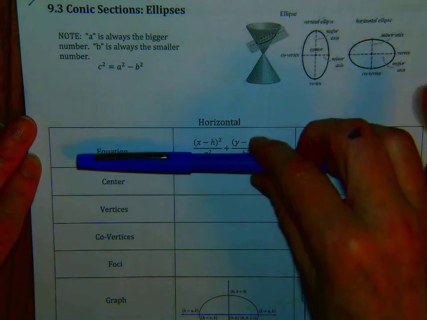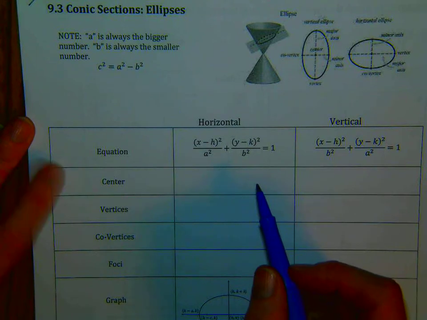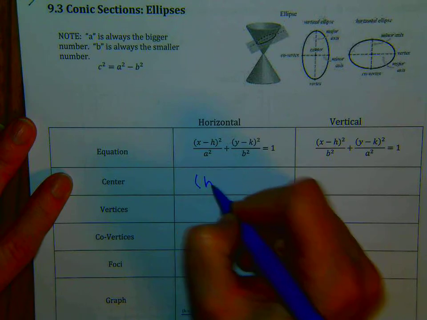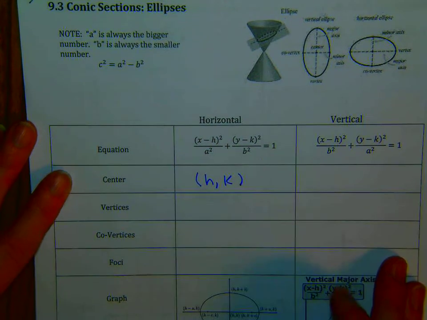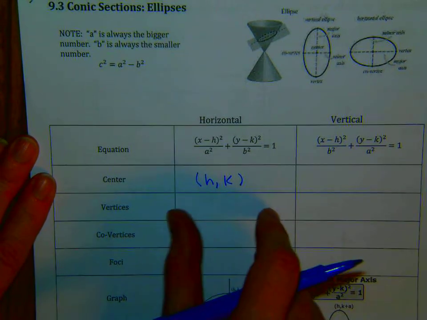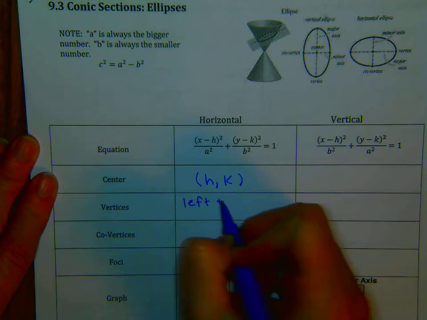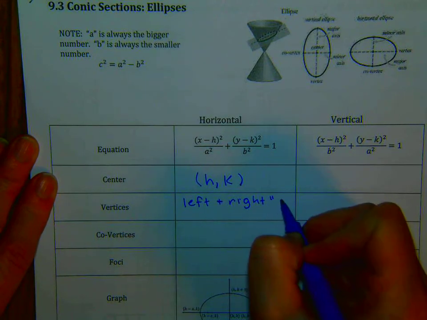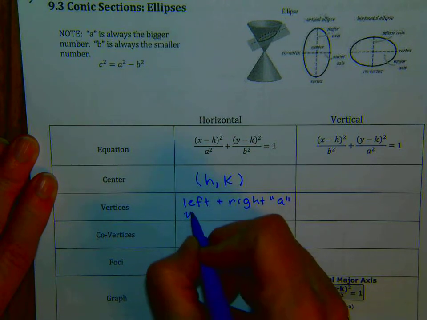So then when we have that, our center for a horizontal ellipse is going to be, as you would guess, (h, k). And then our vertices, which are the ends of the horizontal ellipse, are going to be left and right from the center, a units from the center, right under the x.